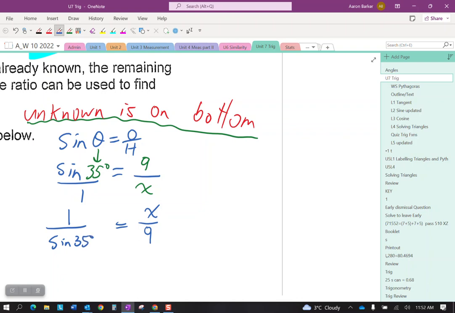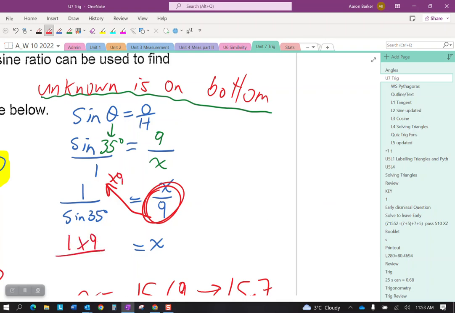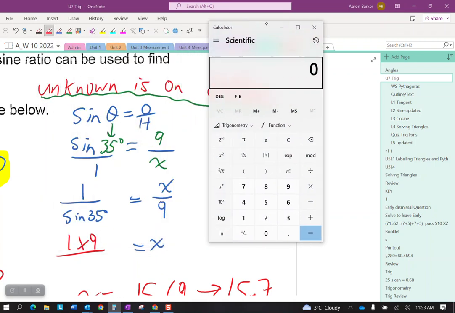Okay. Now the last class didn't like that. They chose to change sine 35 degrees into the decimal. So for their work, instead of dividing by 9 on the right side, they brought it up and times by 9. And so they got 1 times 9 divided by, and they didn't want to write sine 35 degrees. They wanted to go to the decimal. So they went to the calculator.